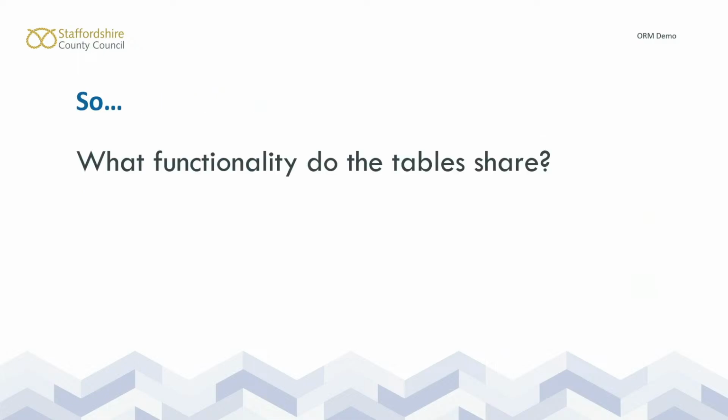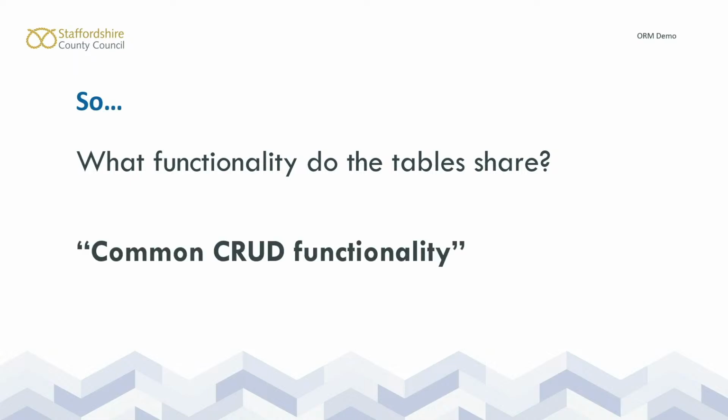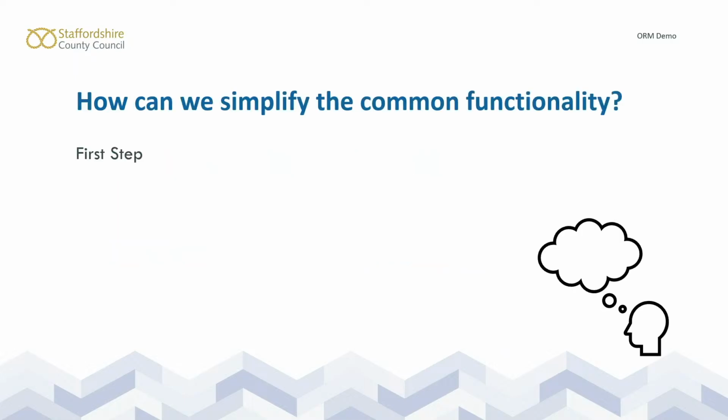So what functionality do those tables share? I reckon it's the CRUD functionality. The CRUD functionality pushes up that stored procedure count, because you do one for every table. So how do we get over that?